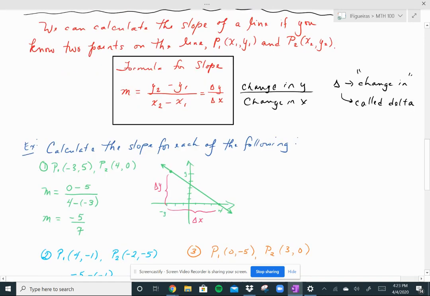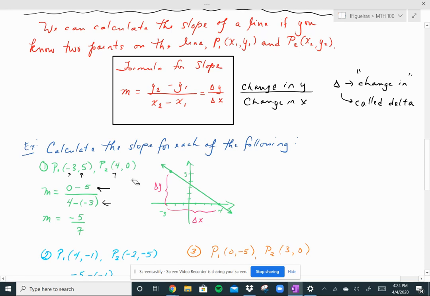So here we'll practice using that formula. We want to calculate the slope for each of the following examples. So the first one here in green is that point 1 is negative 3, positive 5, and point 2 is positive 4, 0. So my slope calculation is below. I'm going to do the change in y. So I'm taking the two y values, 0 minus 5, that's what you see here on top, divided by the difference in the x value, so it's 4 minus negative 3. So that's what you see here below.